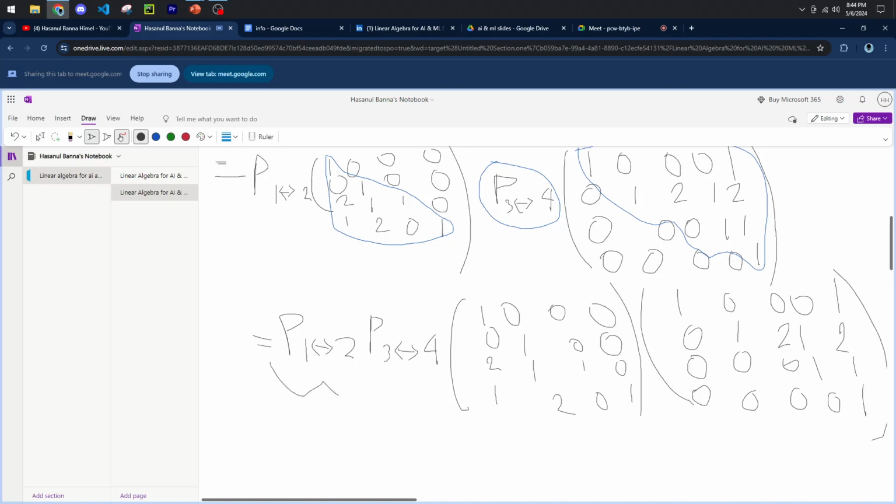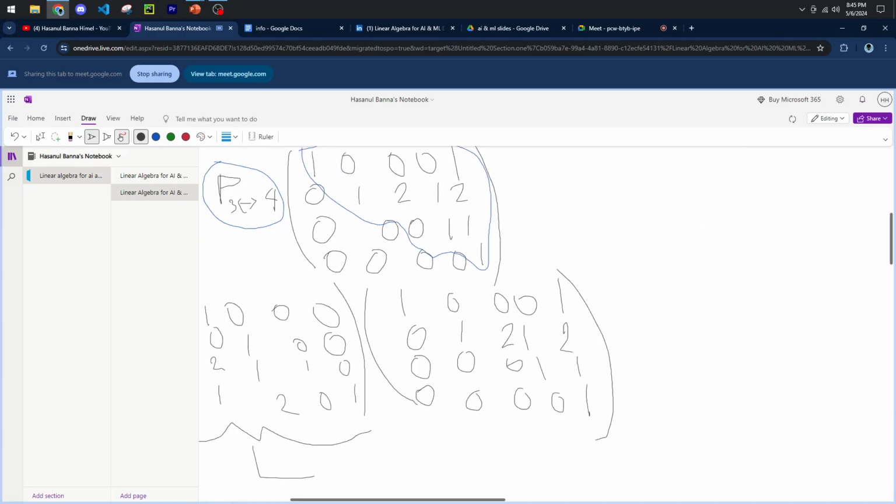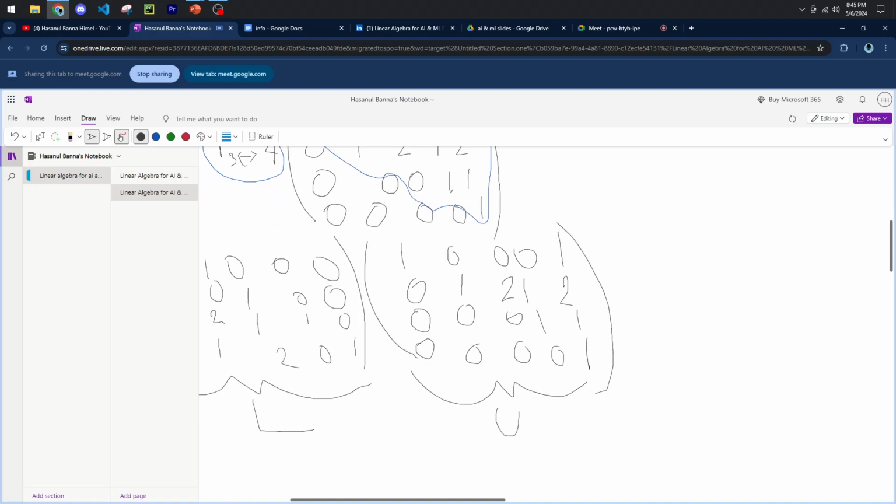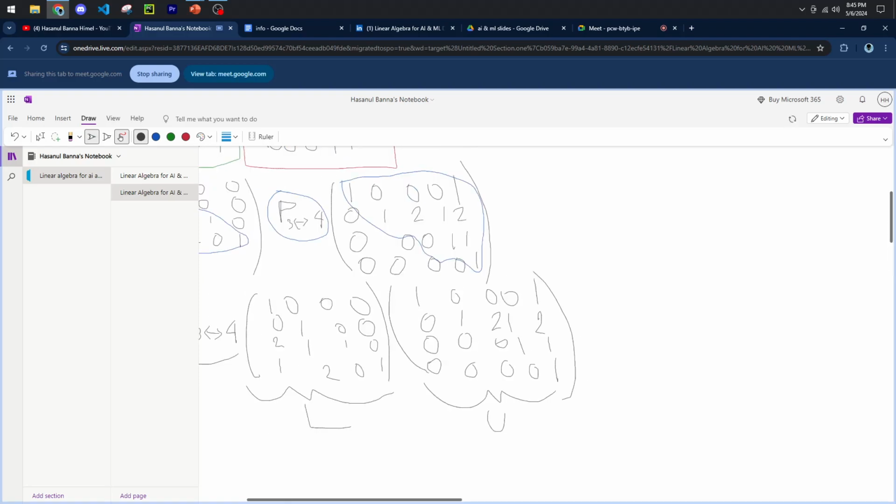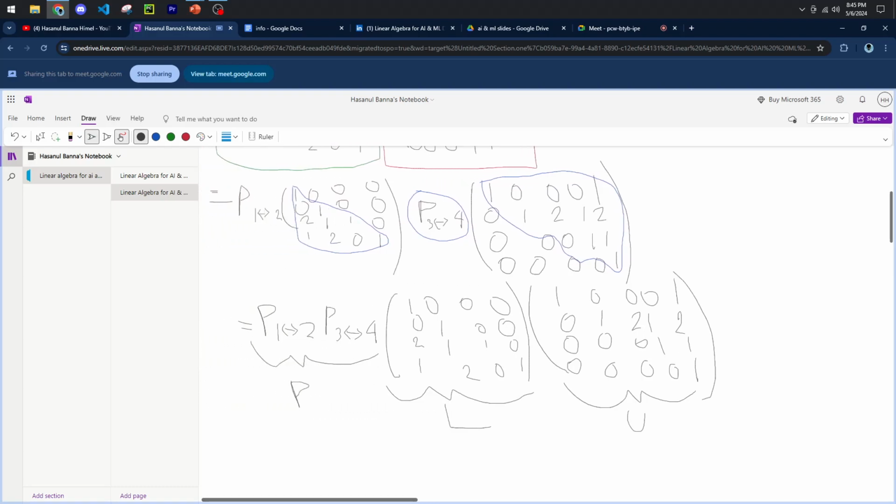Here this part is called P, or from the PLU, the permutation matrix P. This part is our L, or the lower triangular matrix, and this is U, which became an upper triangular matrix, our U. So from this we can say it is PLU decomposition, and after doing the whole multiplication, we will get back to our A, the main matrix.